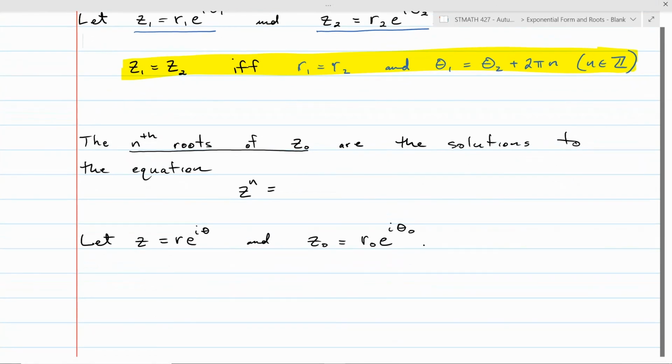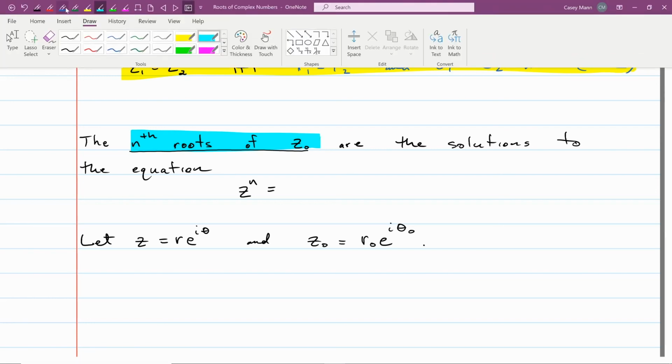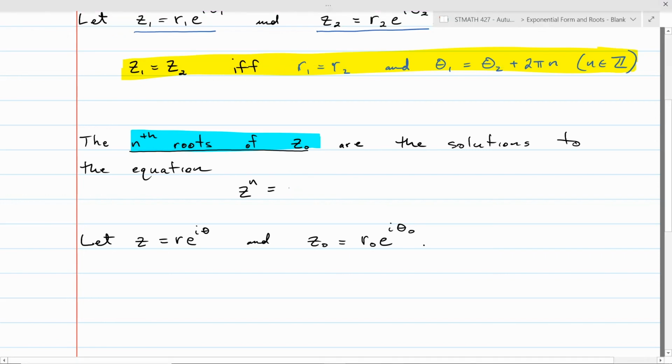So now I want to talk about the nth roots of z naught. So z naught is just some complex number. But what do I mean by the nth roots of z naught? Well, just like in the real numbers, the square root of x is just any number that you square and you get back x. So the nth root of z naught is the same idea. It's any number that you raise to the nth power and you get back z naught. The nth roots of z naught are just the solutions to the equation z to the n equals z naught.